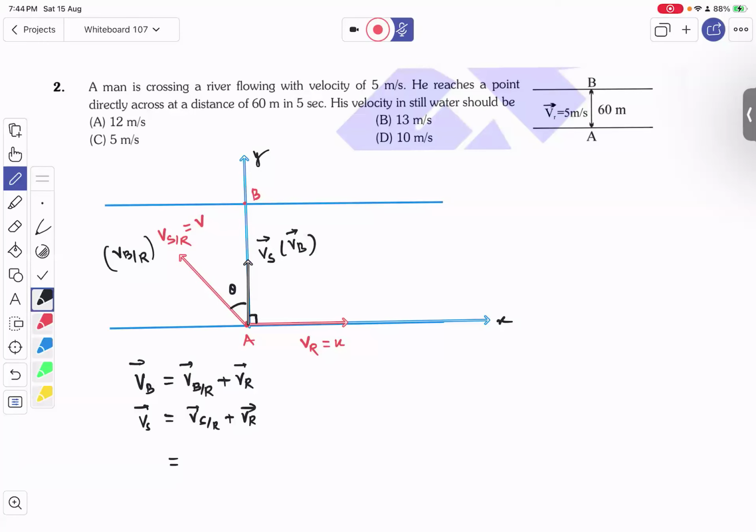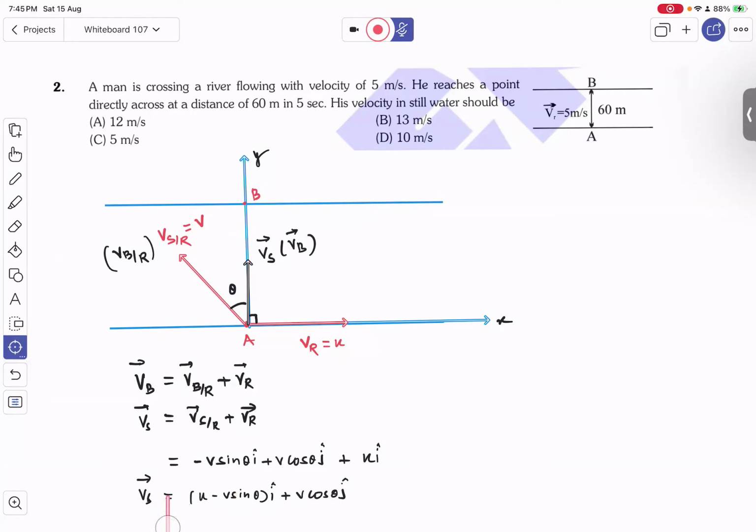The velocity of the swimmer with respect to the river, in terms of the components, is going to be minus v sine theta i cap plus v cos theta j cap. And velocity of the river will be u i cap. So that is going to give us u minus v sine theta i cap plus v cos theta j cap. So these are questions of vector addition only, no? Instead of giving you boring questions of vector addition, these are applied vectors, no?